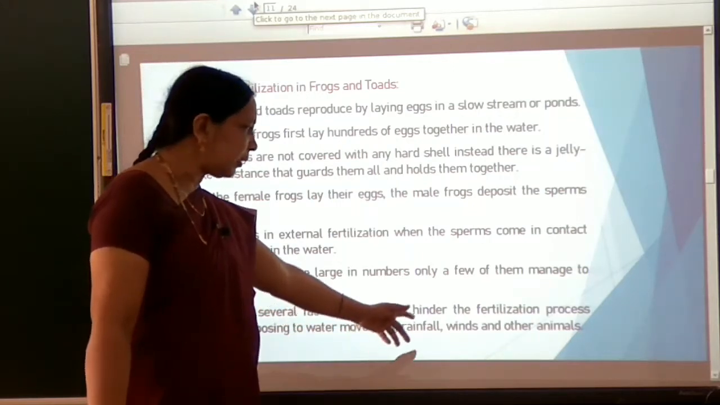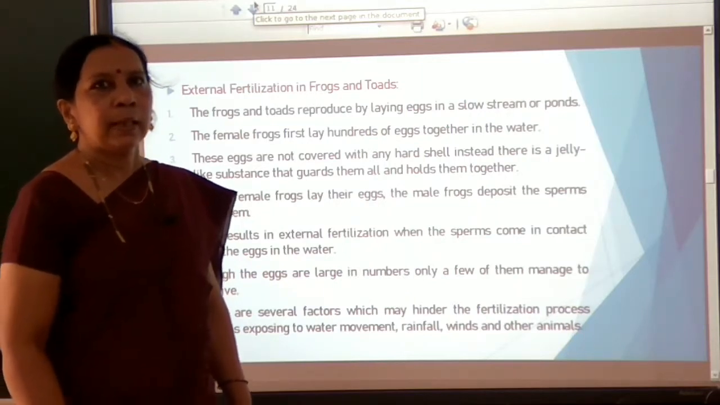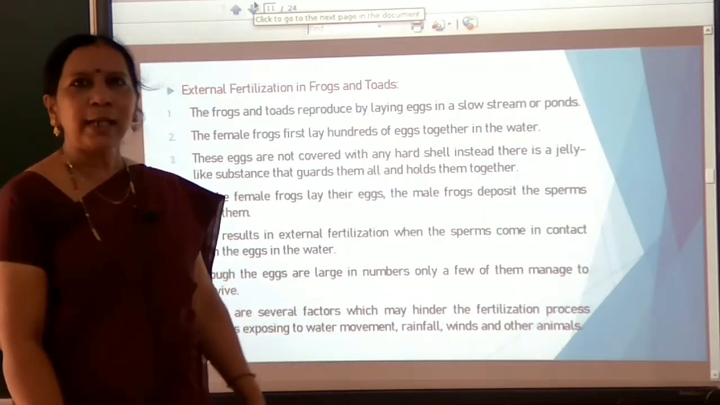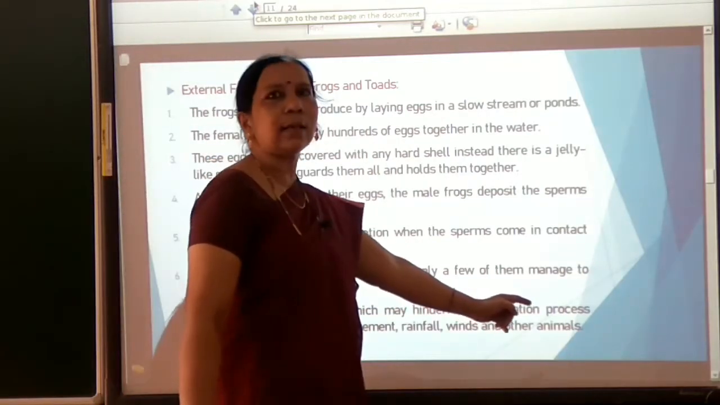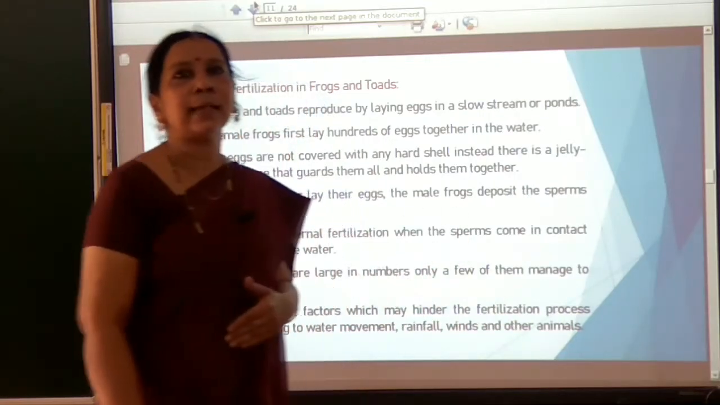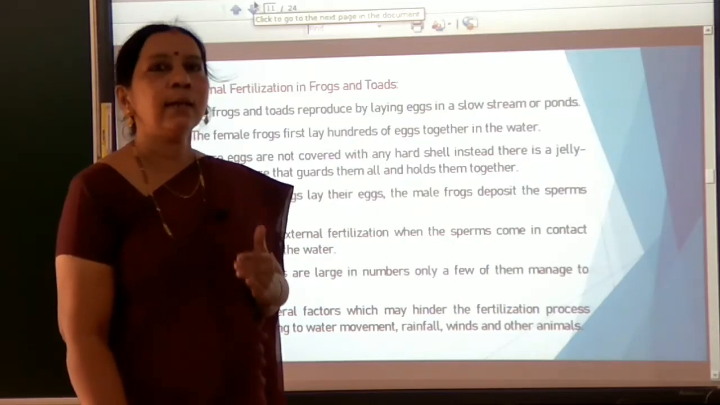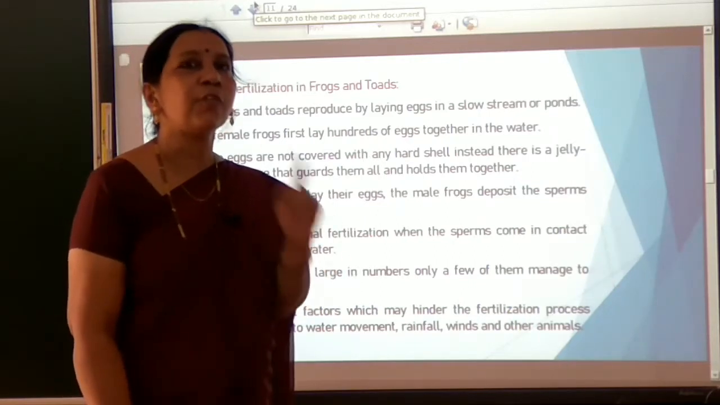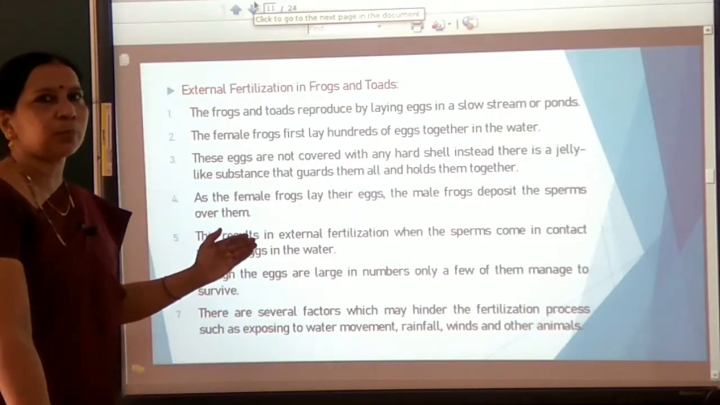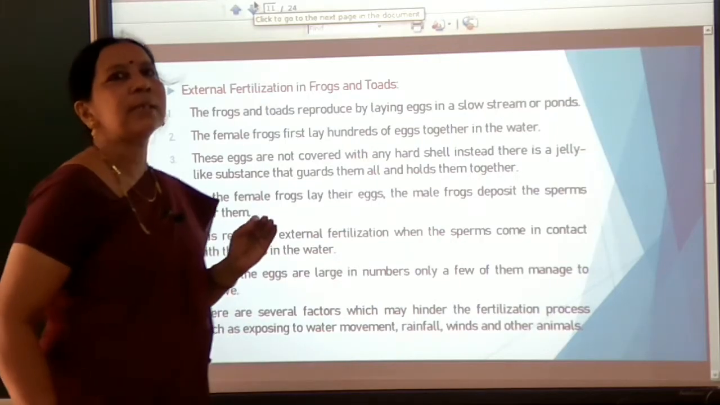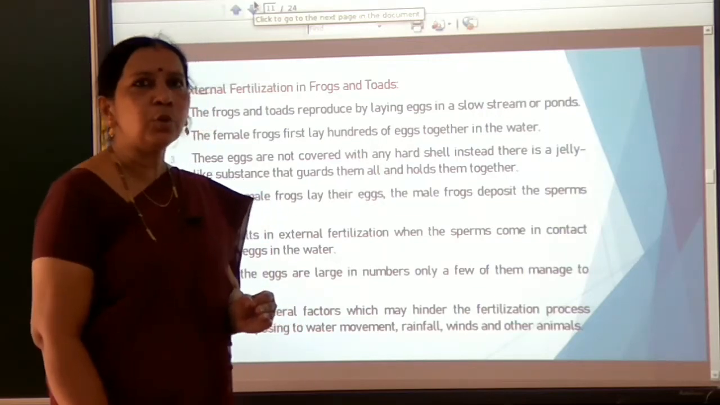Not only water movement, they are exposed to rainfall also and winds also. So by flowing water, rainfall and winds, many of the eggs may be destroyed. Not only that, other aquatic animals may eat these eggs also. Because of these factors, the process of fertilization is hindered and there is less chance of survival of individuals. So even though a large number of eggs are produced, very few of them survive and they become new individuals.